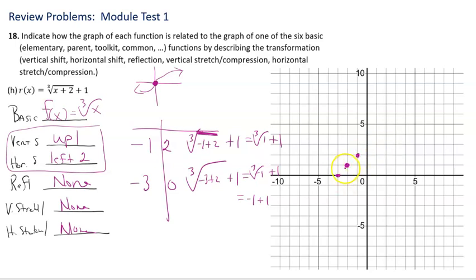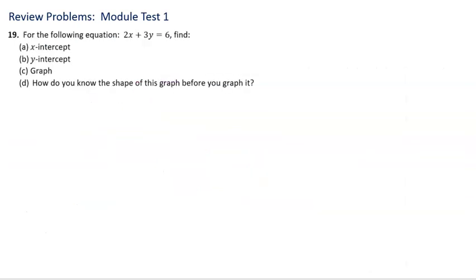And remember, that's not a straight line. It's very similar to my cube root graph. It curves right there in the middle, and there's your graph. Okay, so finally, a different kind of problem. So we've got 2x plus 3y equals 6. I'm going to find the x-intercept, the y-intercept, graph, and how do you know the shape of the graph before you graph it?